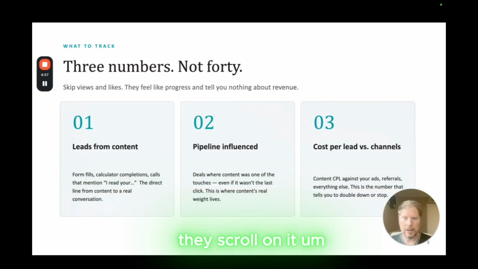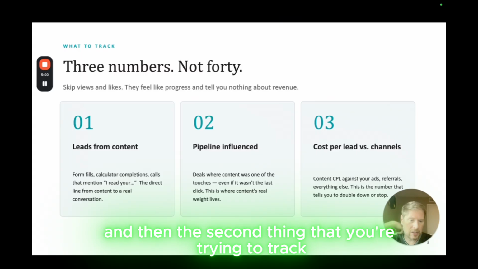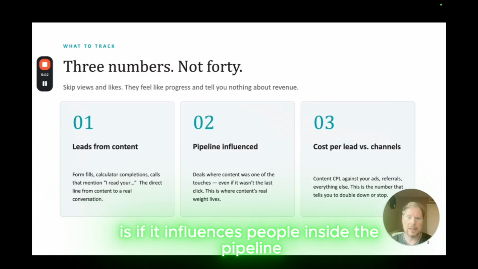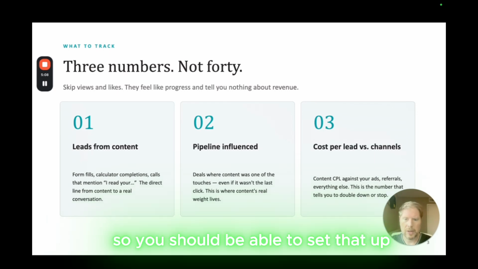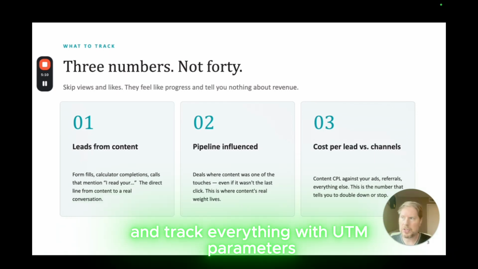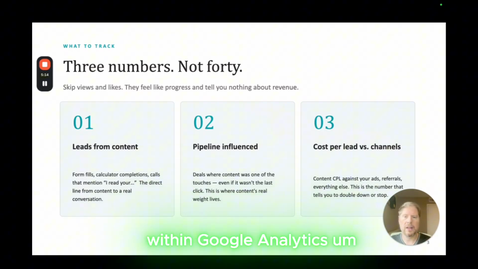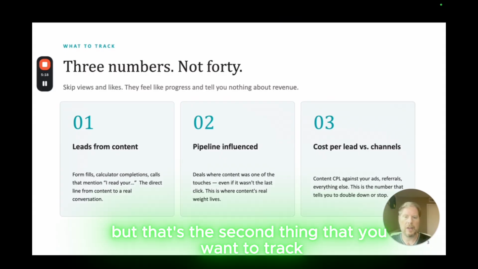they scroll on it. And then the second thing that you're trying to track is if it influenced people inside the pipeline. Deals where content was one of the touches. So you should be able to set that up and track everything with UTM parameters within Google Analytics, and you can use other tools. But that's the second thing that you want to track.